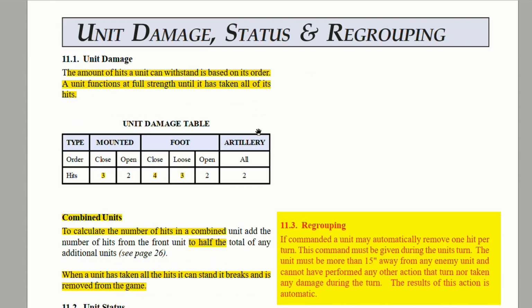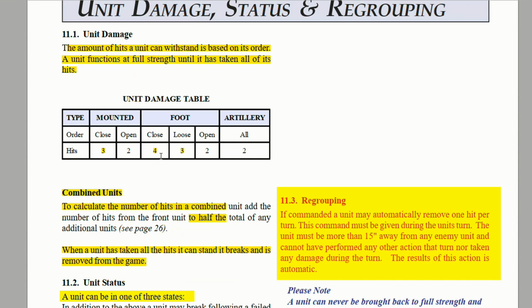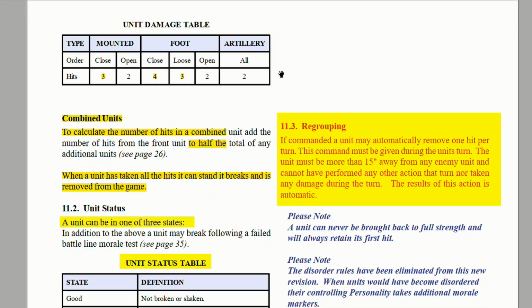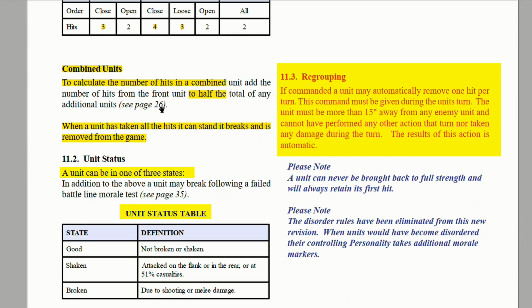Here's the unit damage. If you're mounted in close order, you have 3 stamina. If you're open order, you have 2 stamina, and so on and so forth. If this goes to 0, of course, you are destroyed. This is the combined unit rules, very interesting rule.